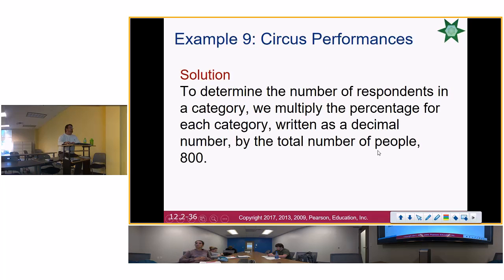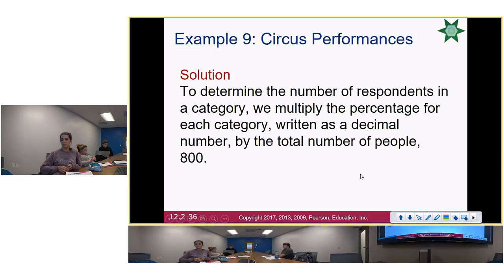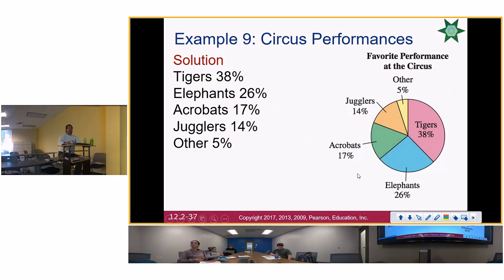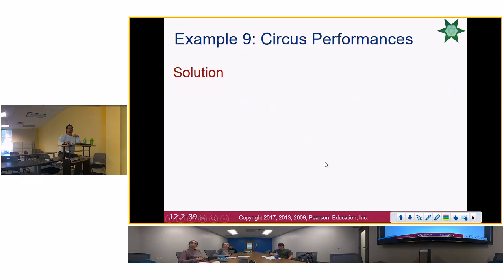What time is it? I see people outside the door. Oh, it's almost time for class. Class is over at what time? 2:10. Okay. That's what they're doing right there. They're showing you that.